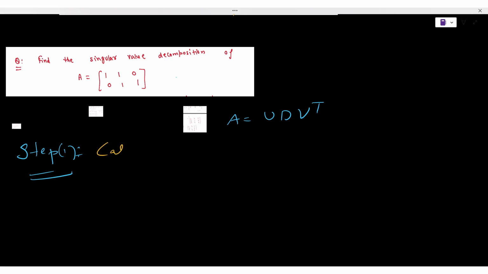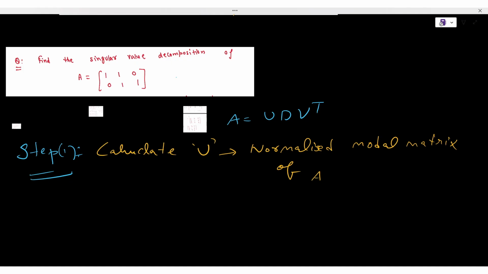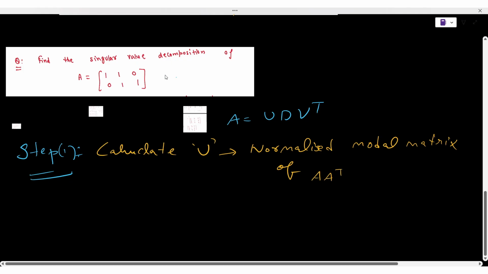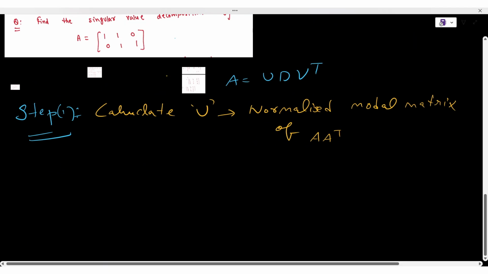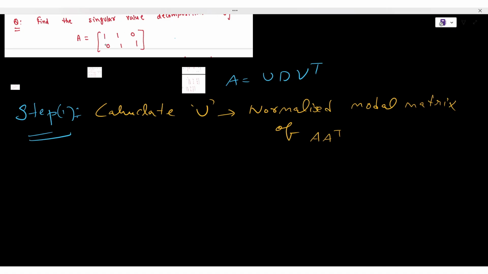Calculating U. What is U? U is the normalized modal matrix of A into A transpose. Normalized modal matrix of A into A transpose, that we have to calculate. For that we have to calculate A into A transpose. Okay, first we will calculate A into A transpose.